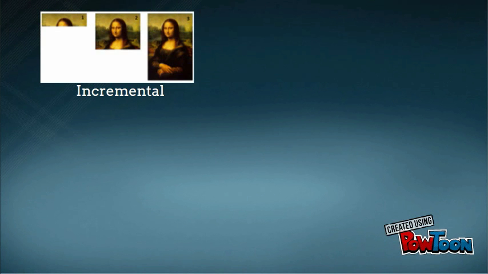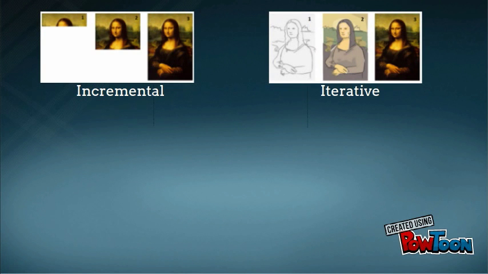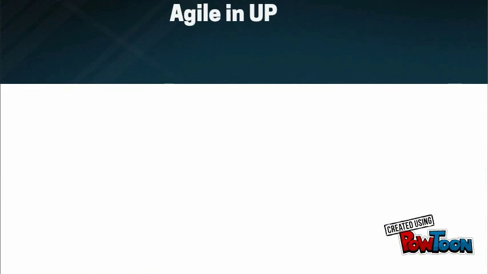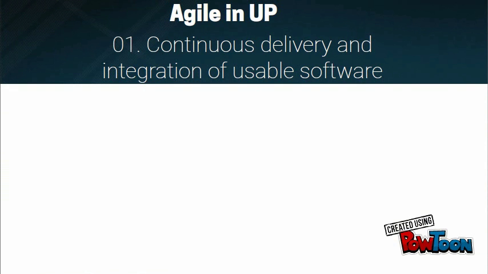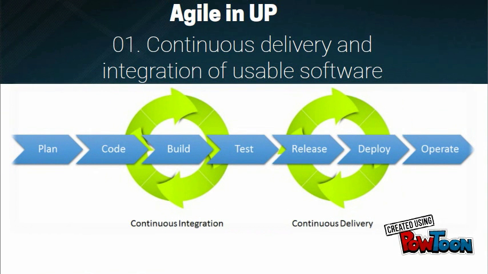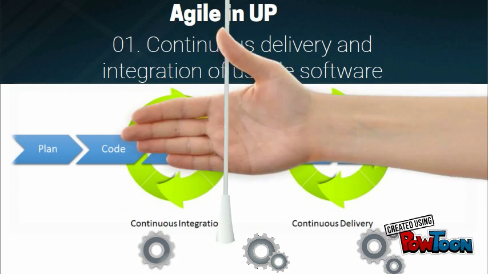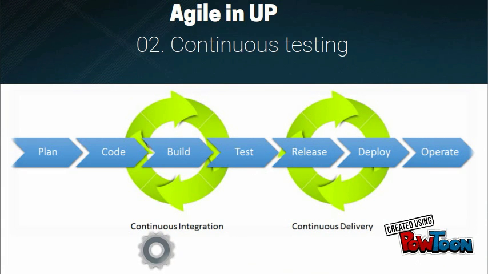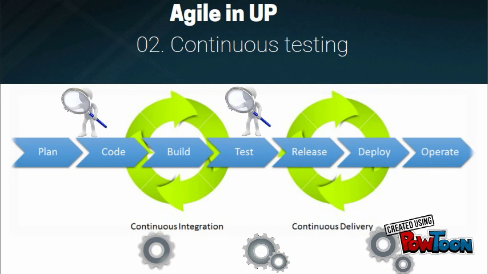Being incremental, bits of functionality are added progressively based on user priority while being iterative. Further refinements are made to the existing functionalities. This combination provides new functionalities and improves existing functions at the same time. Continuous delivery and integration allows users to receive new functionalities at the end of each iteration. Consequently, unified process involves continuous automated testing throughout development.